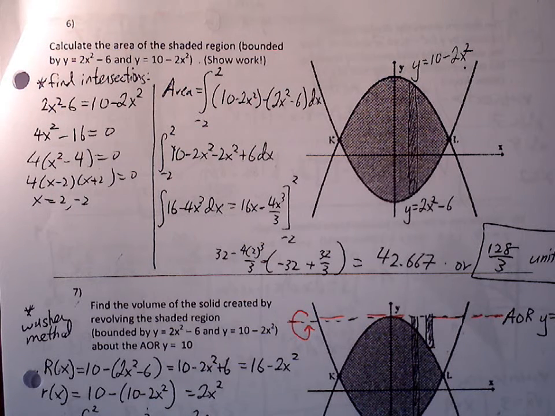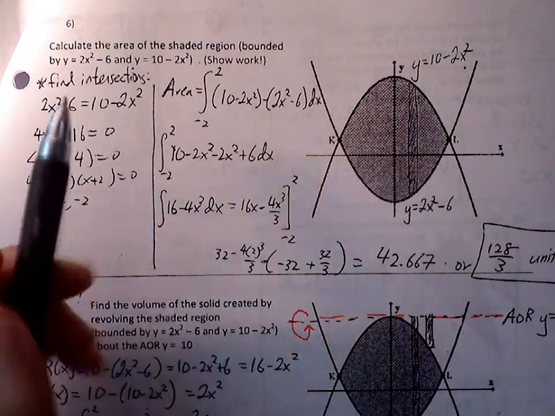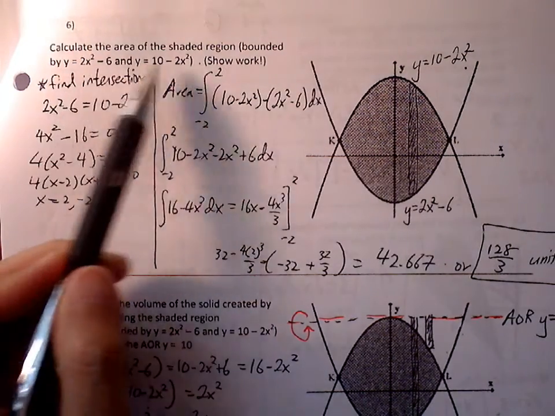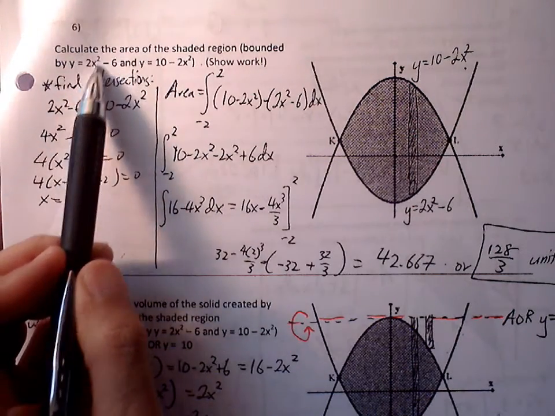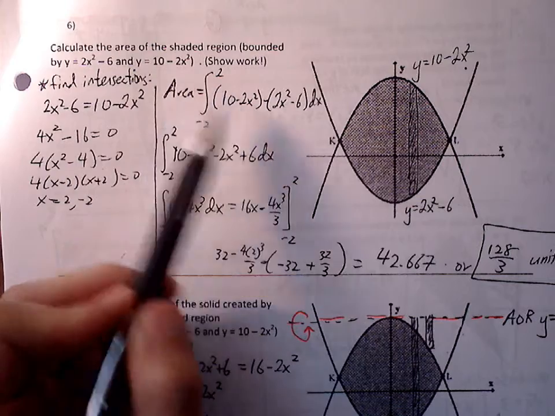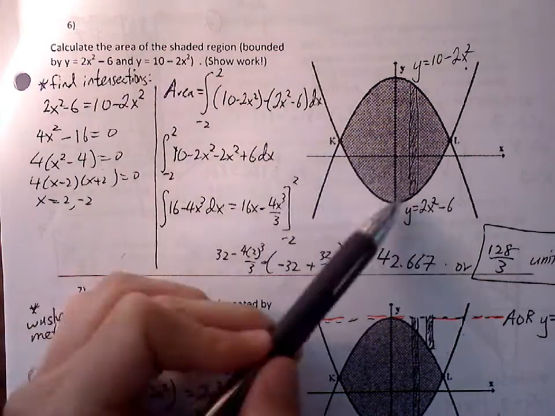Okay, we're continuing with worksheet 2, reviewing over 7.1 and 7.2. Calculate the area of the shaded region. We have two curves here, the 2x squared minus 6. We can tell the difference without having to use our calculator or having to graph it.